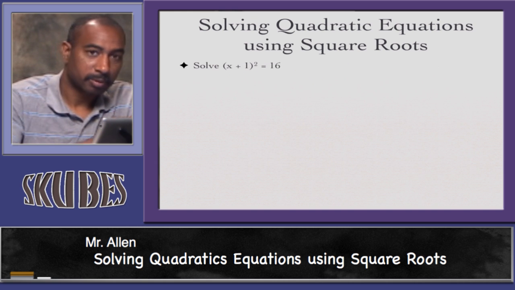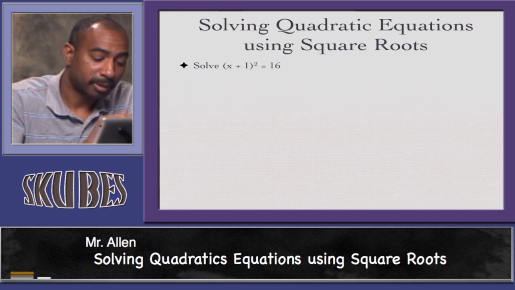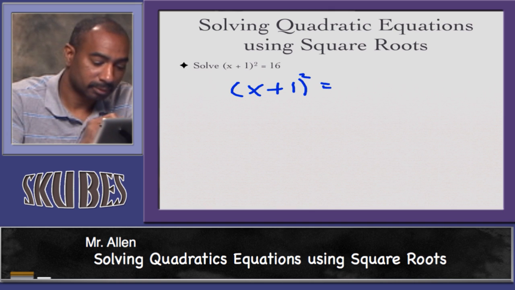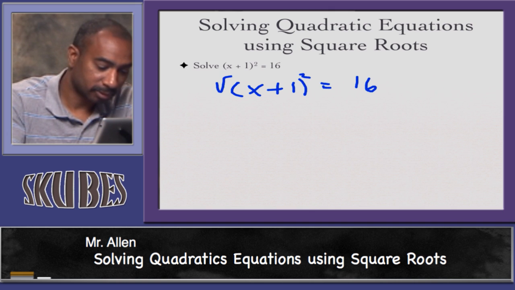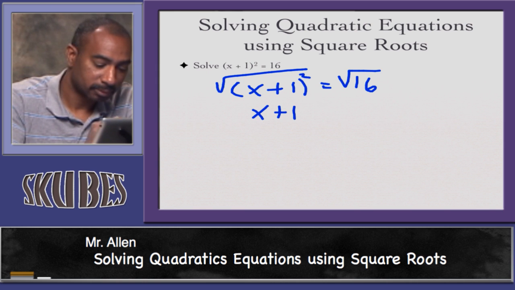All right, solve using square roots. Similarly, like the last problem, I can take the square root of both sides, because (x plus 1) squared is a square number. So is 16. So I take the square root of both sides. I get x plus 1 equals plus or minus 4.